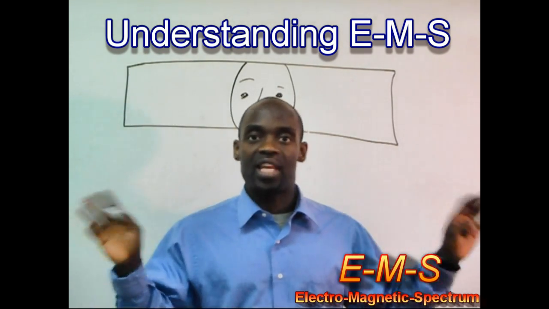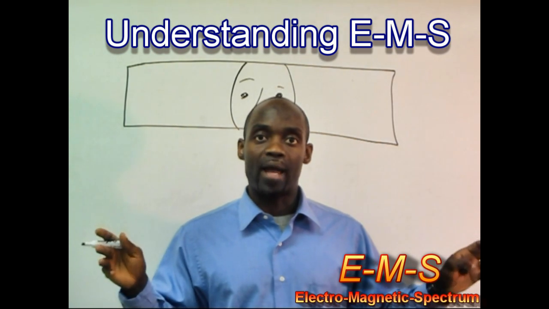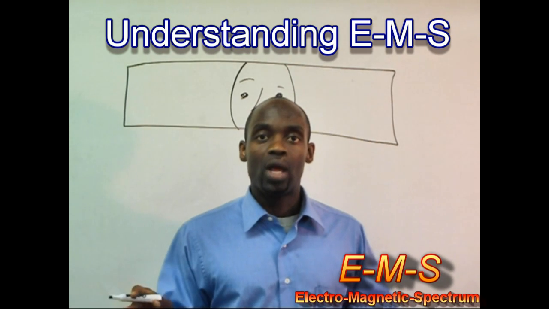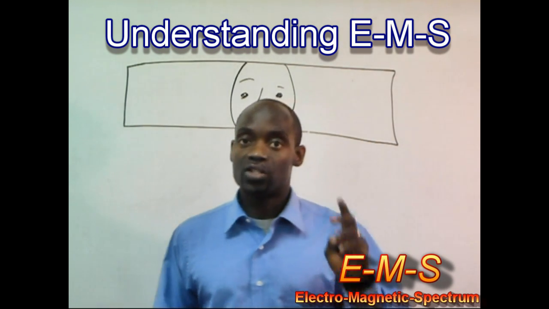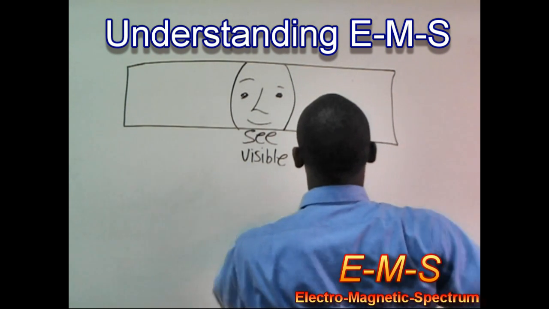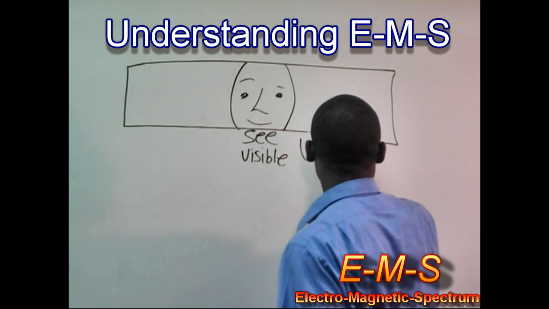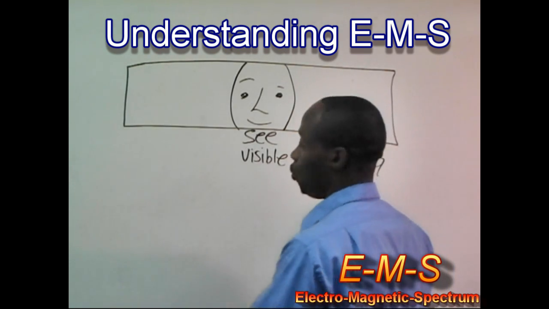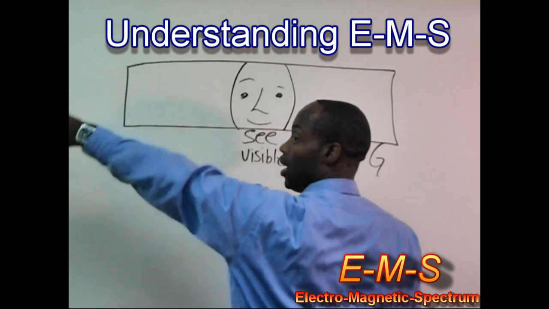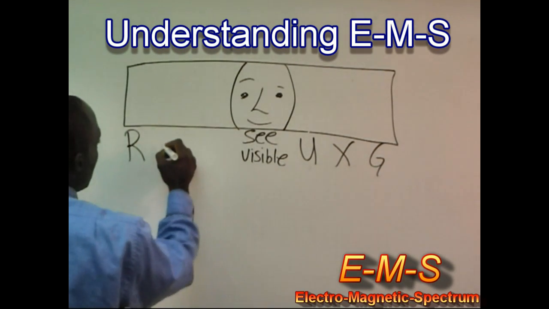To your left and to your right, you're blinded. You can't see any of these actual waves, okay? Why? Because they're either too small and you can't see them. So let's understand what's going on. To my right, I'm going to have ICU, XG. To our left, we're going to put this RMI.